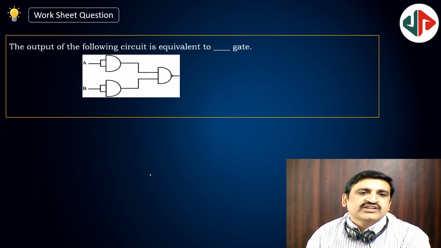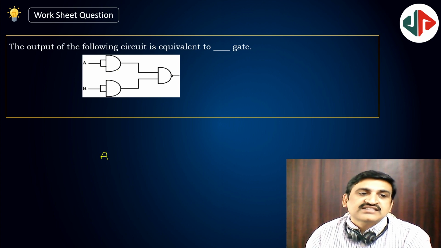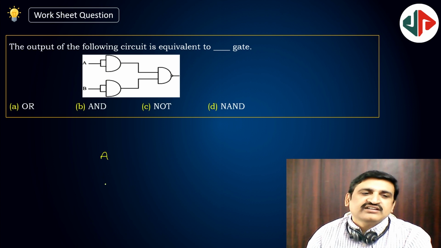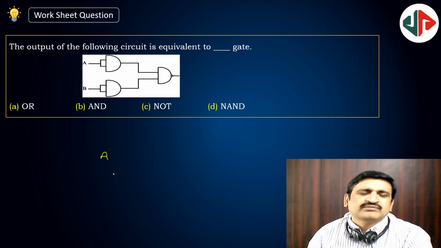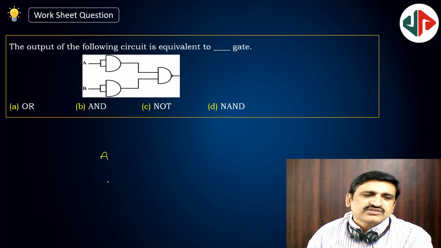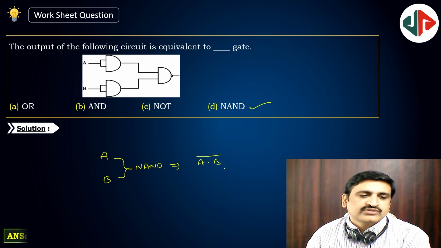Next. Output of the following circuit is equivalent to dash gate. Again, this is A. Two inputs are given, but it is not a NAND gate. It is AND gate. So this is A only. If both are 0, 0 only will come, both are 1, 1 only will come. So there is no other possibility, right? So A and this is B, both are connected to NAND. NAND implies A dot B whole bar. NAND only the answer, nothing to simplify it further.